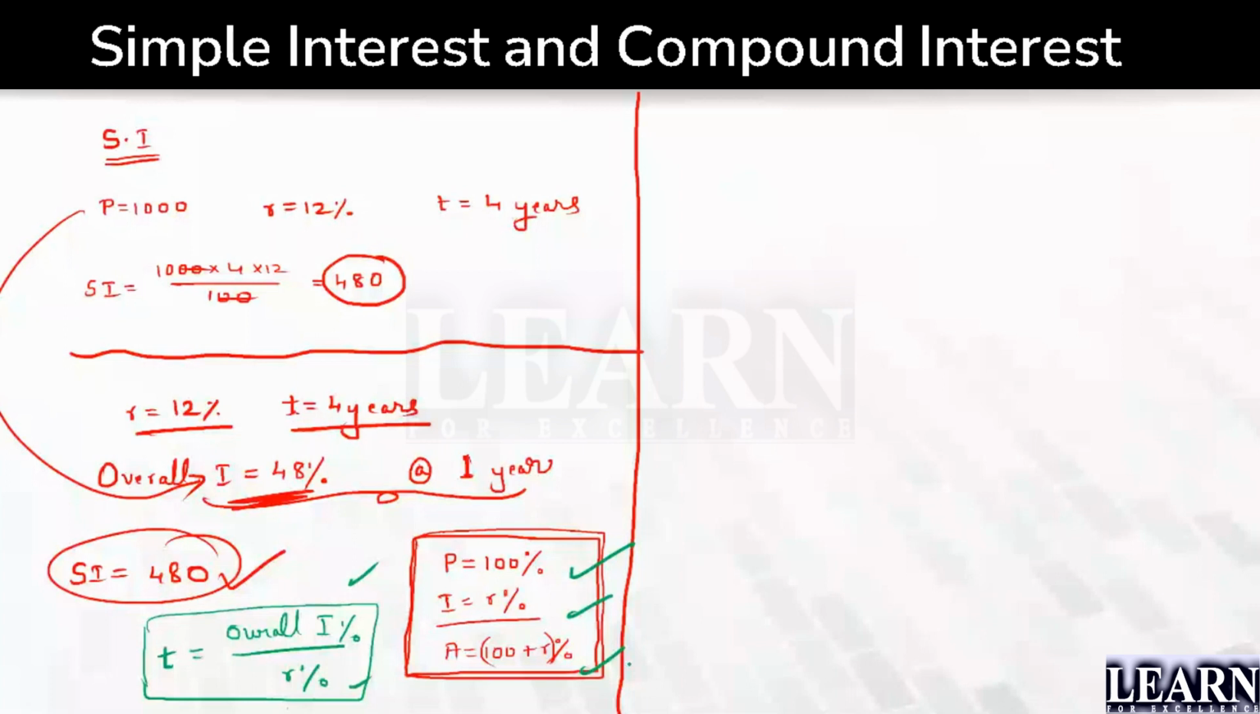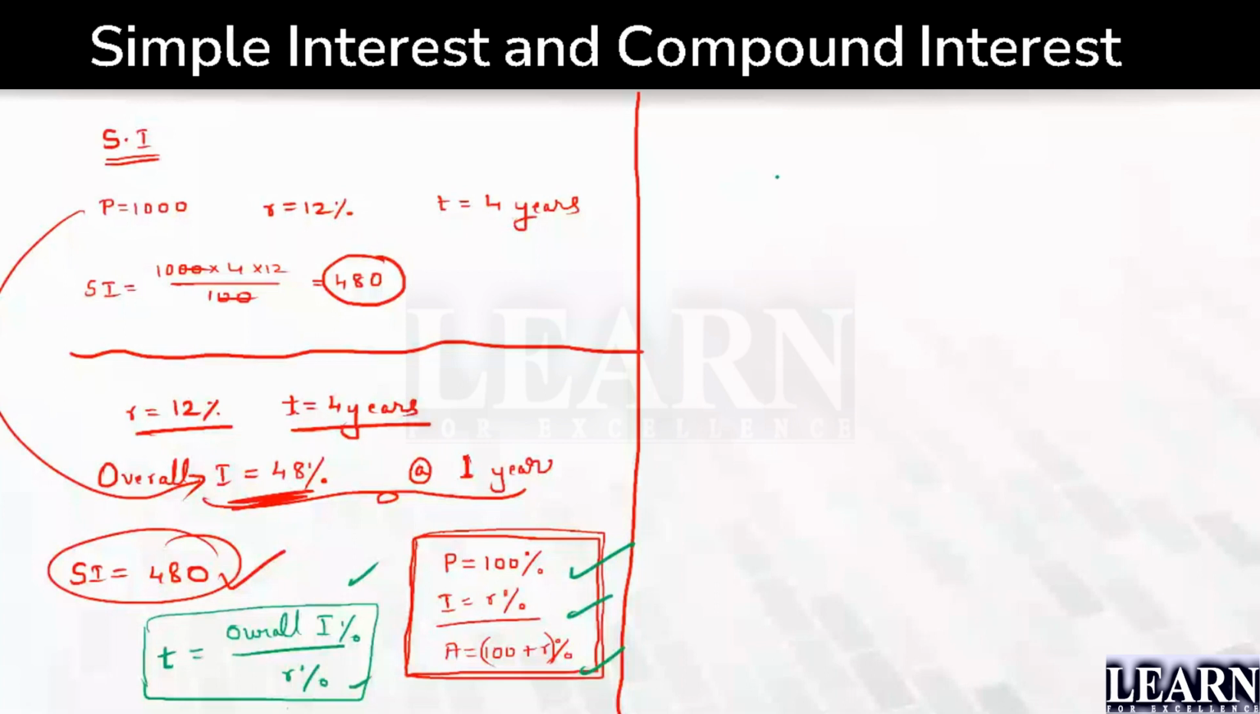Principal will always be 100 percentage. Interest will always be R percentage, whatever they are going to give. You can take it as overall interest also. Amount equals principal plus interest. That's nothing but 100 plus whatever interest they have given: 150, 120, 113, whatever it is. It's better if I give an example.